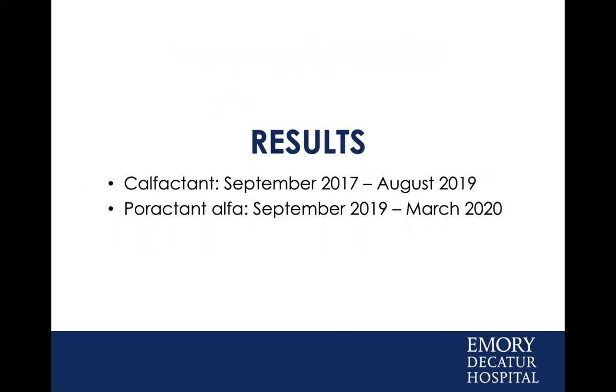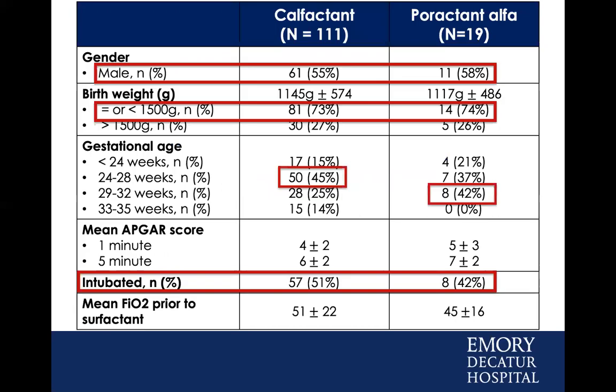The preliminary result was based on 2-year data for Calfactant and 7-month data for Poractant alfa. There were 111 patients who received Calfactant and 19 patients who received Poractant alfa. The majority of patients were male and weighed less than 1.5 kilos. Calfactant had more patients born between 24 to 28 weeks, while Poractant alfa had more patients born between 29 to 32 weeks. More patients in Calfactant were intubated prior to treatment compared to Poractant alfa.